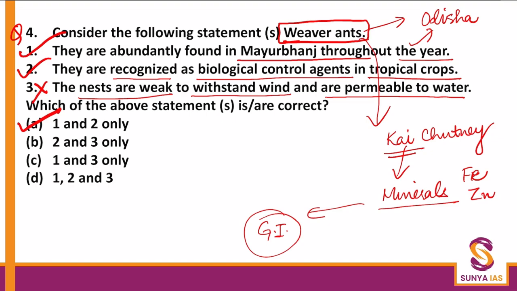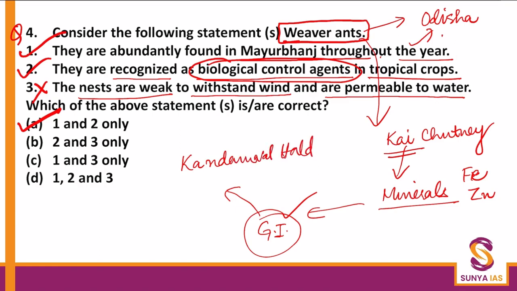So class, remember it in context of GI tags, Mayurbhanj, Odisha, and its significance as biocontrol agents, it's also very important. What are the other GI tags the Odisha state has? Kandhamal Haldi, and about Rasgulla, there was a dispute between West Bengal and Odisha. What was the outcome? West Bengal has a GI for its own Rasgulla. And Odisha has a GI tag for its own type of rasgulla. Both the states have their GI tags for their rasgullas.